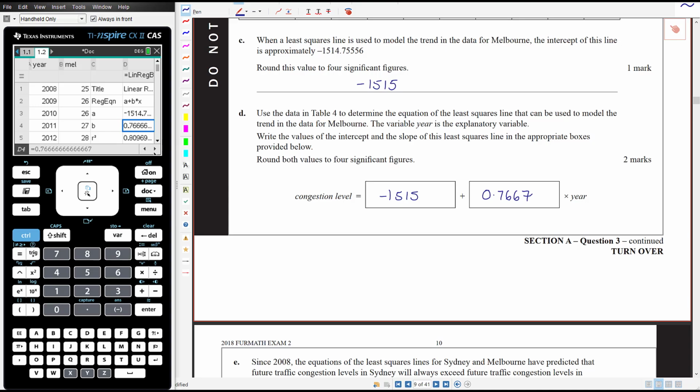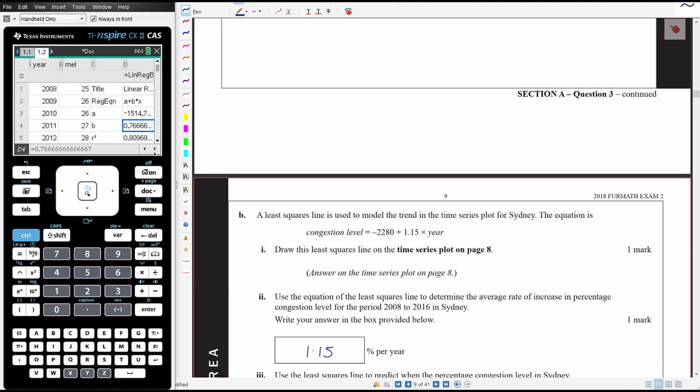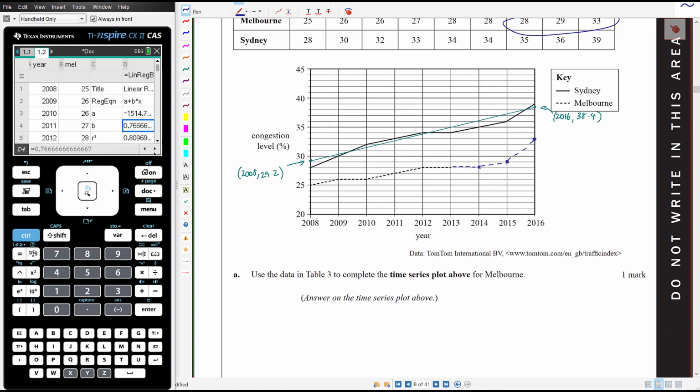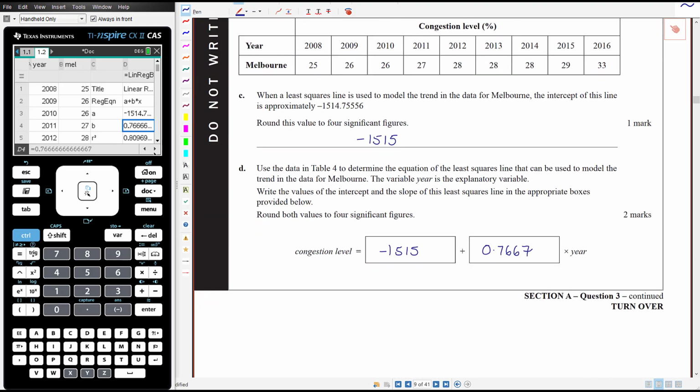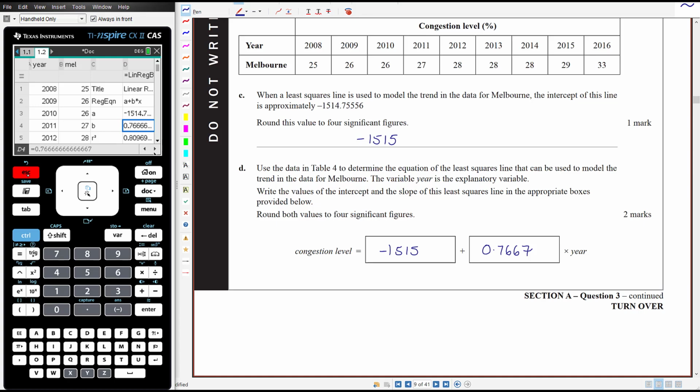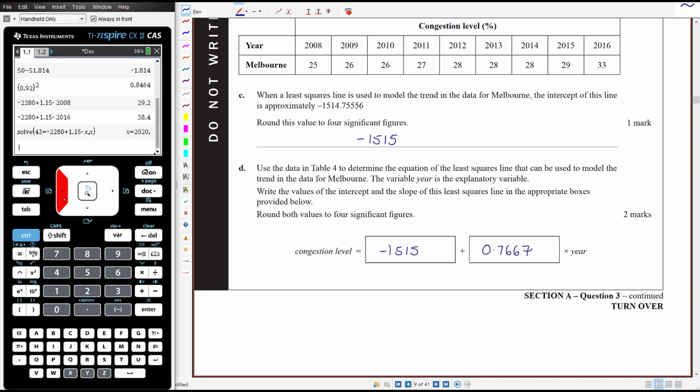Okay, so we've got our Melbourne congestion level least squares regression line, which predicts the congestion levels, and it's negative 1515. Now I'm just going to have a look at the plot up here. So I'm going to plot it on here. I'm also going to work out the congestion levels in 2008 and 2016 for Melbourne. Negative 1515 plus 0.7667 times 2008 is 24.5, and then 2016, 30.7.